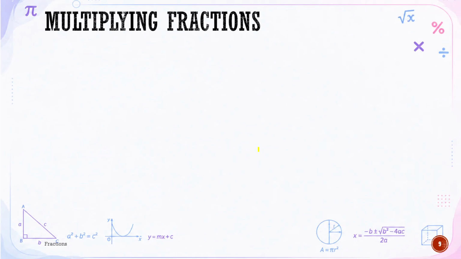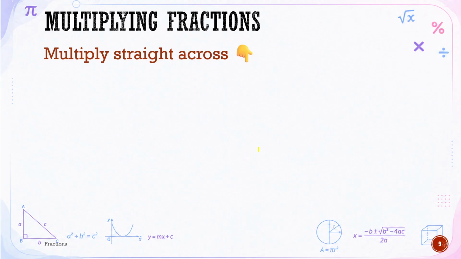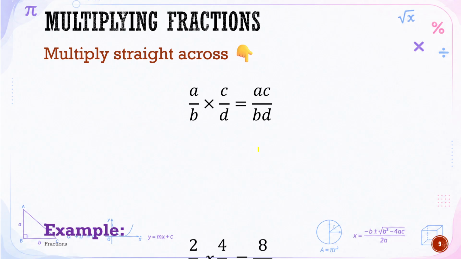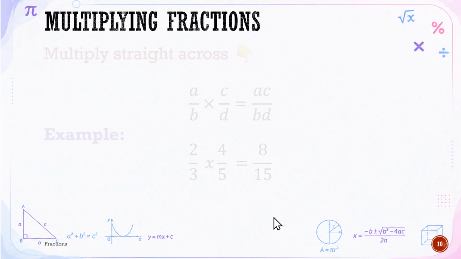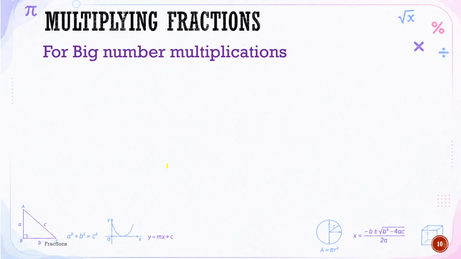Let's take a look at multiplying fractions. This is real simple. Multiplying is really straightforward. You just have to multiply numerator by numerator and denominator by denominator. Here we have an example. If you had 2 by 3 to be multiplied by 4 by 5, you will just multiply 2 and 4, numerator to numerator. So 2 multiplied by 4 is 8, 3 multiplied by 5 is 15. It is that easy, right?